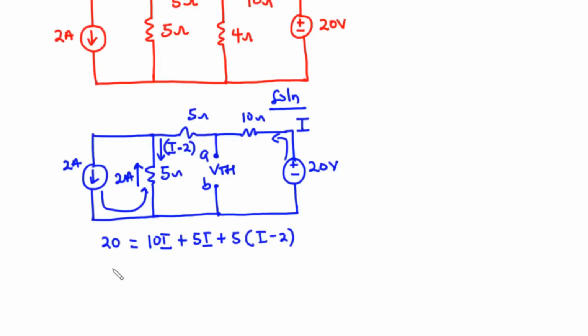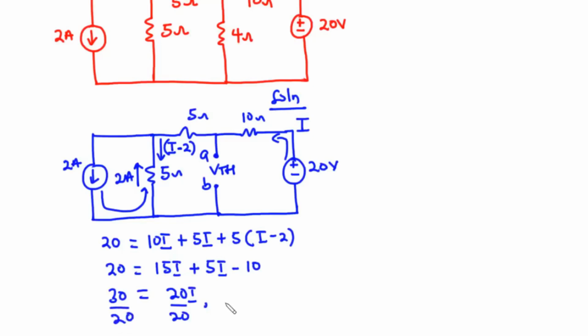We have 20 equals 15I plus, distributing the 5 across, 5I minus 10. So we add these two and then we have 20I. Now we transpose minus 10 to the left hand side, this becomes 30, and then we divide through by 20, and we have the value of I equal to 3 by 2, which is 1.5 amperes. So this is the value of I, the current driven by the 20 volt source.